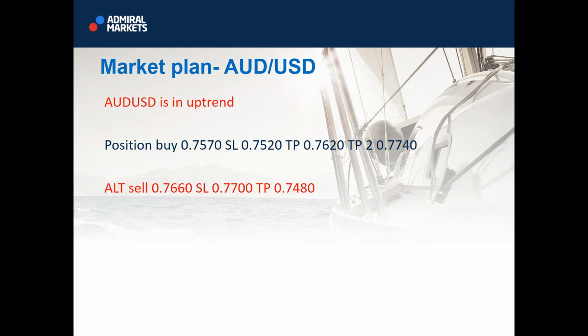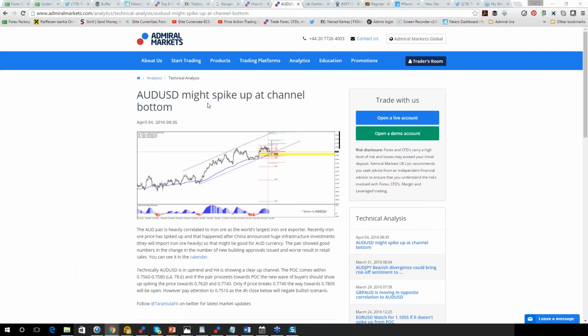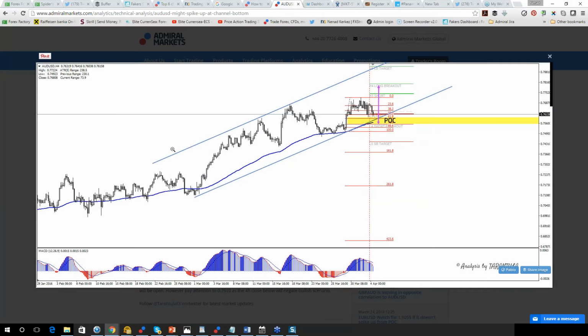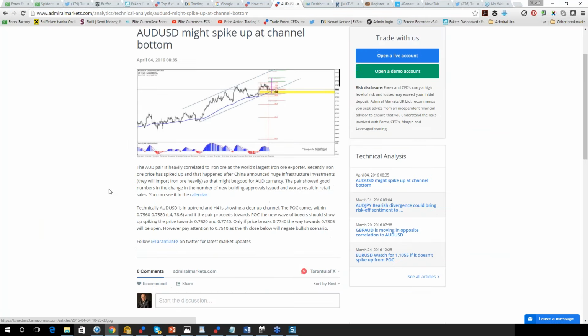Australian dollar, guys, it goes in accordance to my analysis. I said specifically today that I expect a bounce for Australian dollar. And look at this. The same goes for the recap setup. There were some announcements that iron ore price will spike up, and it happened. And yes, be careful because it's RBA. So be careful.